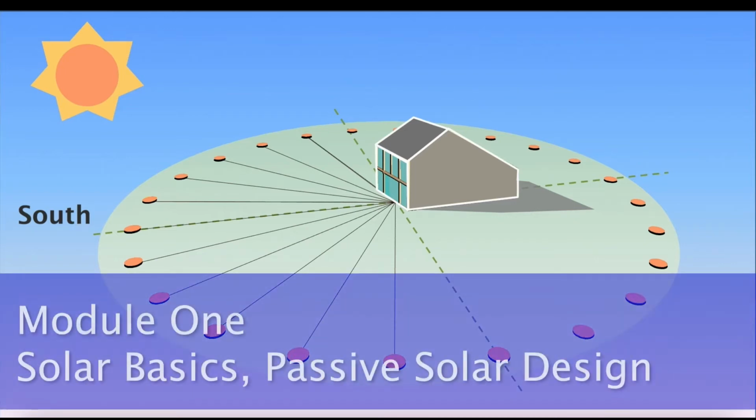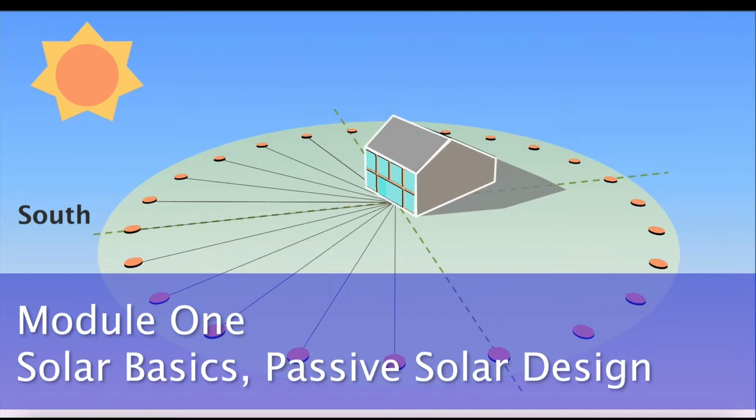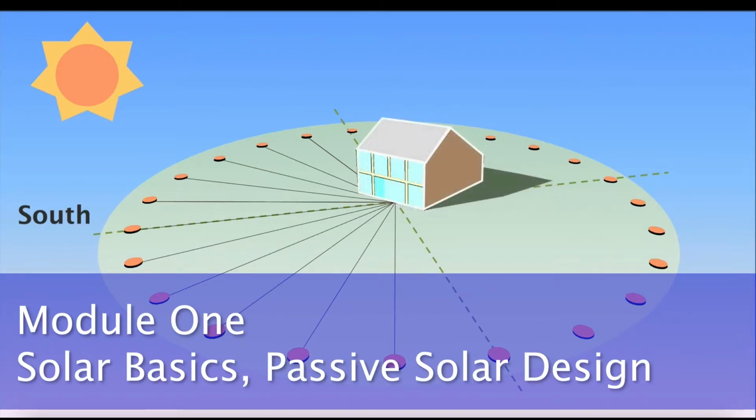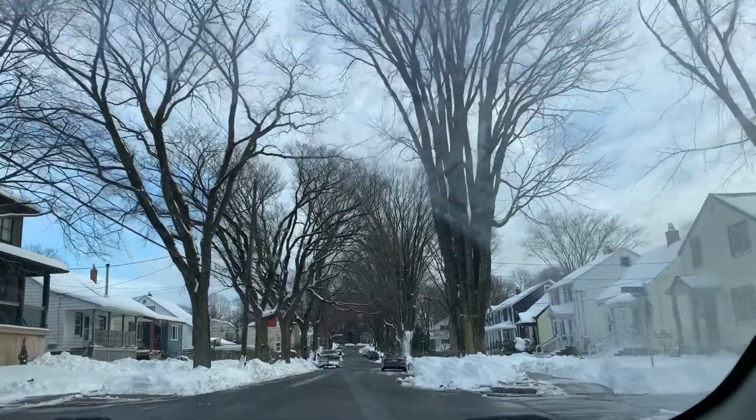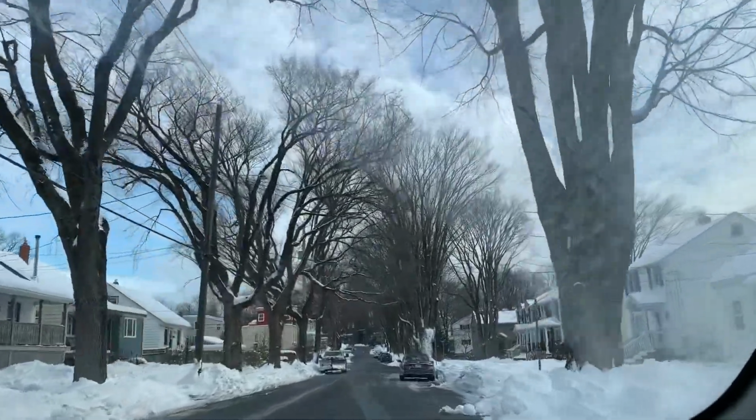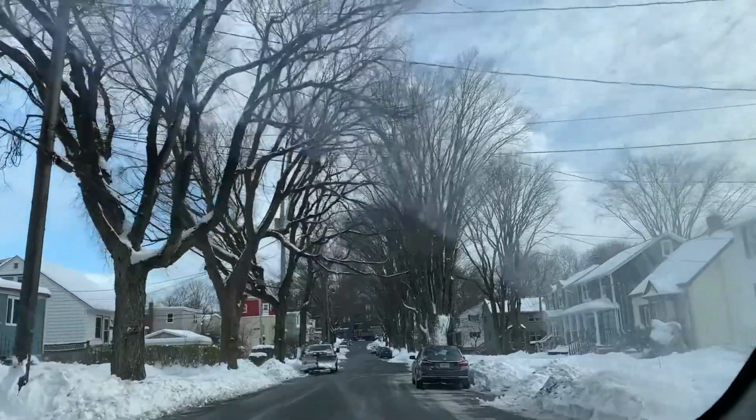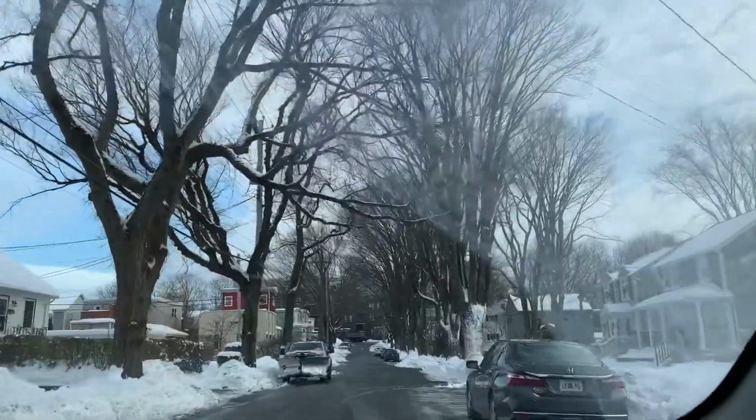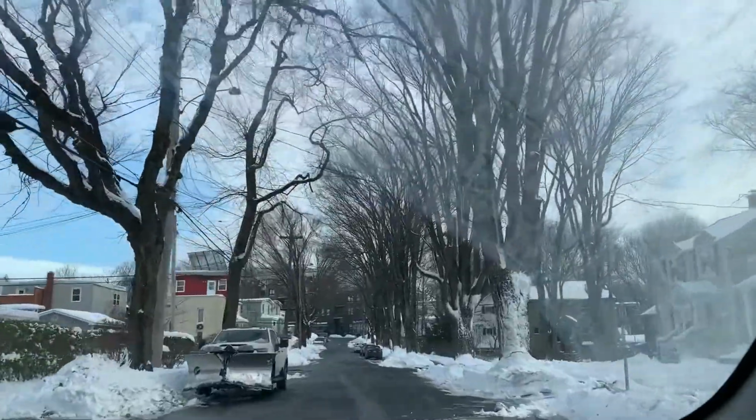The Solar Basics module, Passive Solar Design, explained that the orientation of a building and the placement of windows and mass are necessary to maximize heat capture from the sun. In this video, we'll discuss how the layout of streets and lots through subdivision design can influence the potential for passive solar gain in individual houses and neighborhoods.